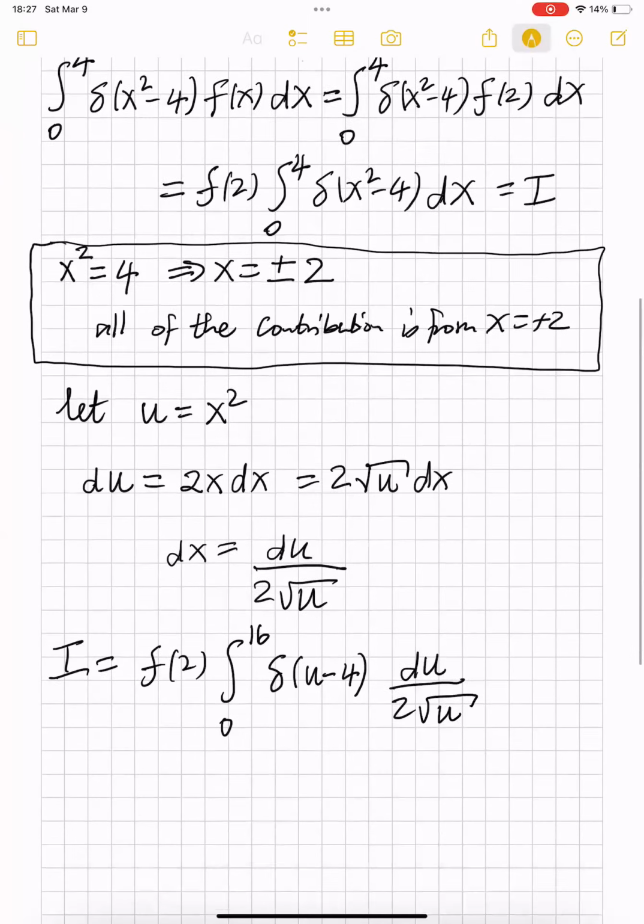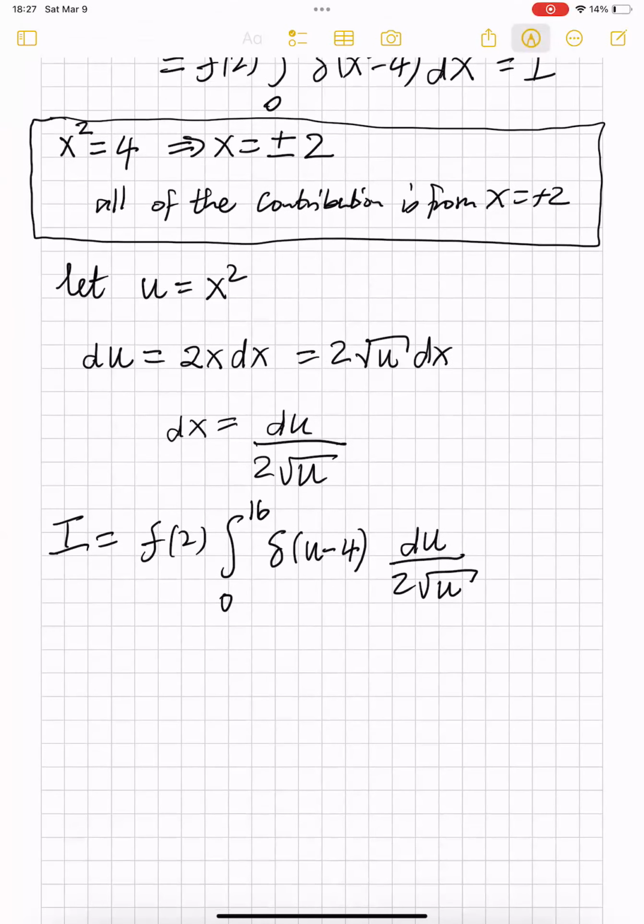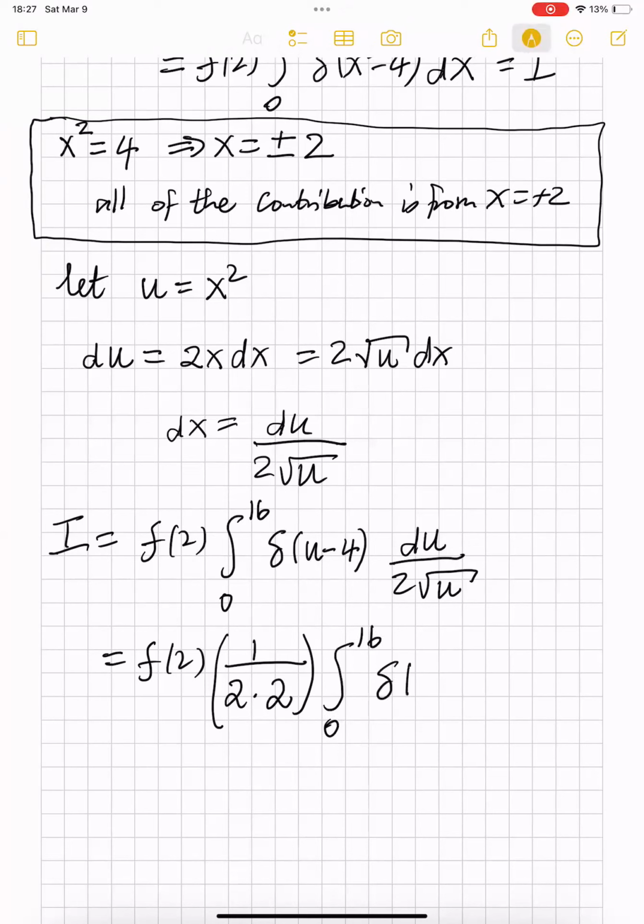And you can see that now the entire contribution to the integral comes from the point where u is equal to 4. So I can immediately plug in u is equal to 4. So we've got f of 2. Then we've got 1 over 2 times by the square root of u, the square root of 4. But the square root of 4 is 2. This is just 1 over 2 times 2. And then we've got the integral from 0 to 16 delta of u minus 4 du.